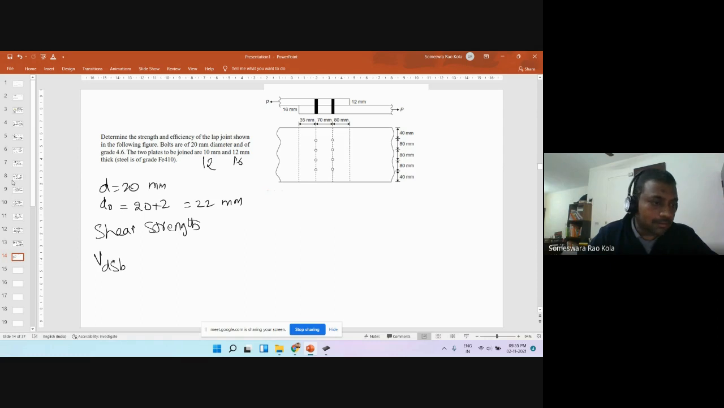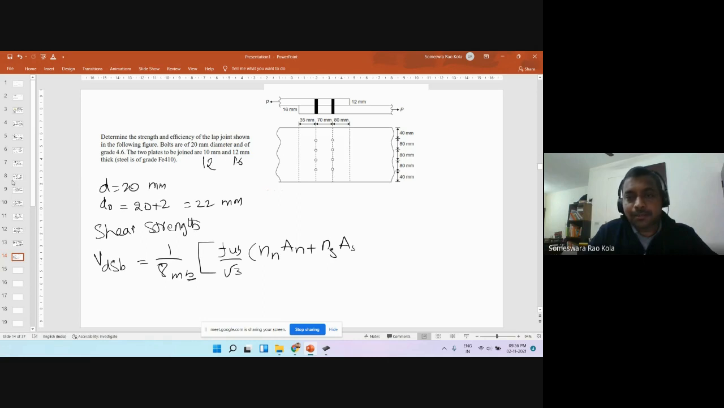V_dsb is equal to the factor of safety, gamma_mb. mb means for the bolt, right? And we have f_ub by root 3, that is the permissible shear stress, times (n_n A_nb plus n_s A_sb), right? This is the design shear strength. Now, we have to deduce all these values from the given information. What is f_ub?